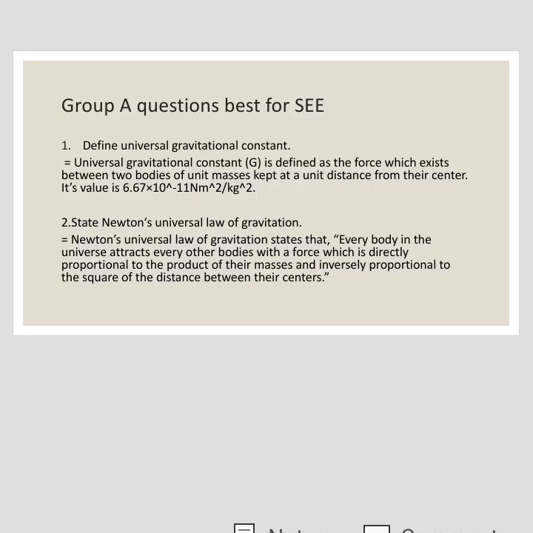And question number 2, state Newton's universal law of gravitation. Sir Isaac Newton had given that law, and as per that law, every body in the universe attracts every other body with a force which is directly proportional to the product of their masses and inversely proportional to the square of the distance between their centers. This means F is directly proportional to m1 × m2 and F is inversely proportional to d². While combining this, we get F = G m1 m2 / d².